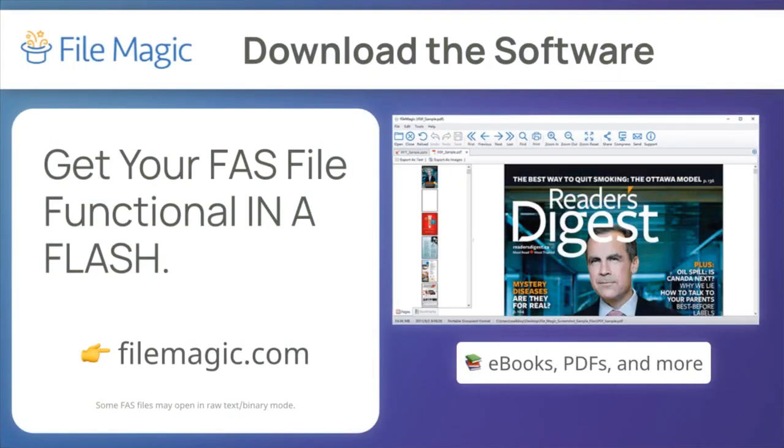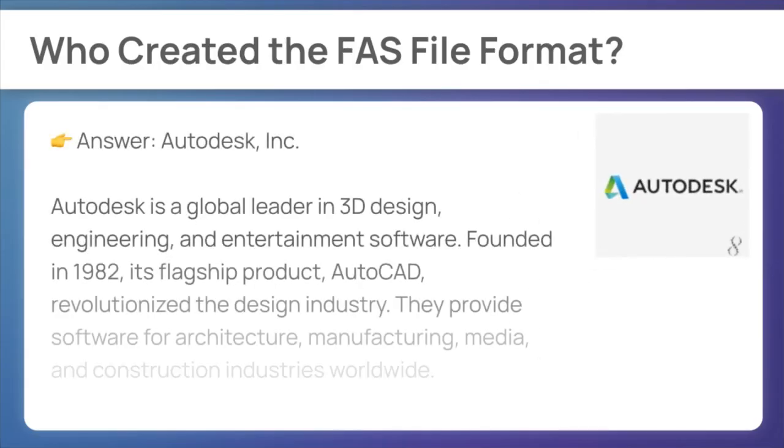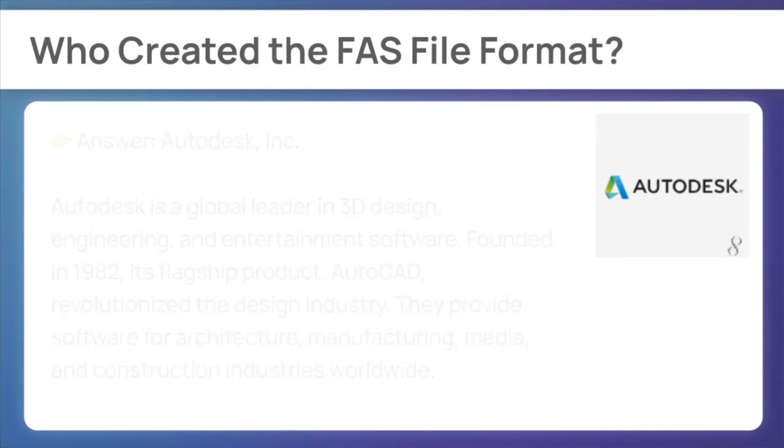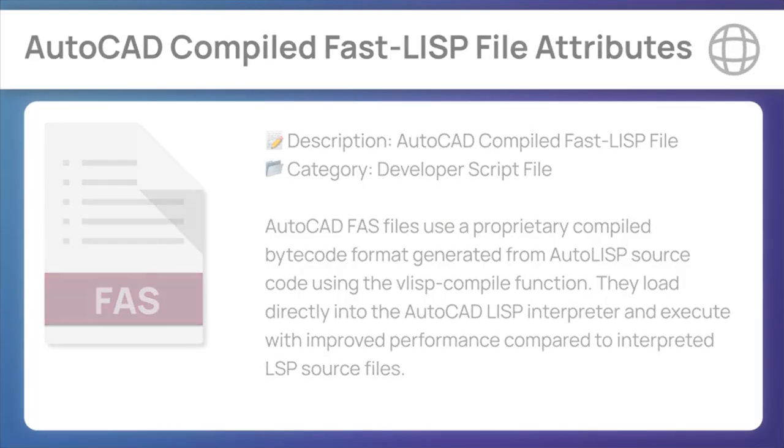First, the simple methods. FAS files are compiled AutoLISP program files for Autodesk AutoCAD containing optimized bytecode versions of Lisp routines. They execute faster than source LSP files and provide intellectual property protection by distributing compiled code rather than readable source. AutoCAD FAS files use a proprietary compiled bytecode format generated from AutoLISP source code using the vlisp-compile function. They load directly into the AutoCAD LISP interpreter and execute with improved performance compared to interpreted LSP source files.